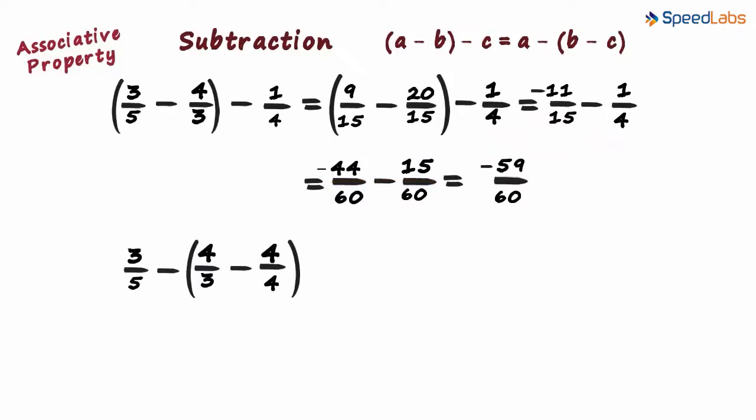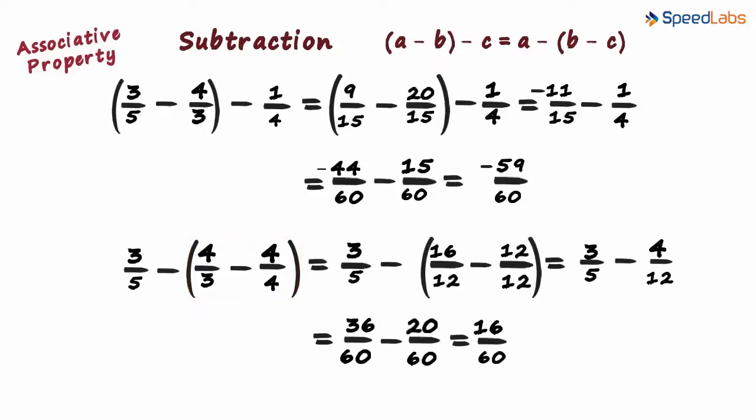Now let us group the second and the third terms. We will have to solve this part first. We get the final answer as 16 by 60. Solving the brackets, we get 4 by 12 and solving this, we get 16 by 60.